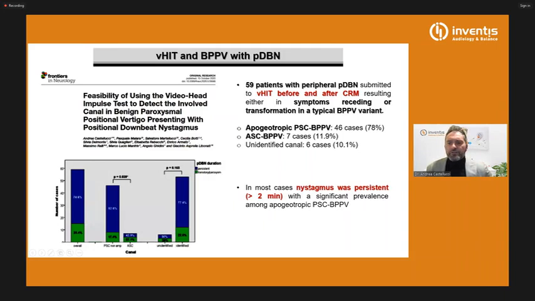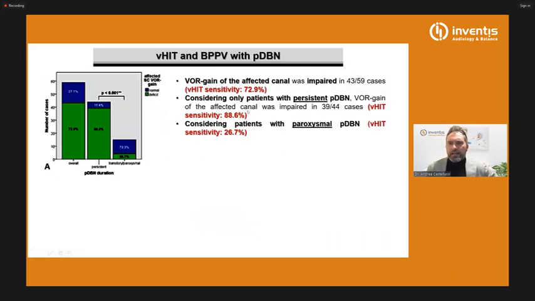And we found that in most cases, nystagmus was persistent. It means that it was longer than 3 minutes. It didn't show up with a typical crescendo-decrescendo pattern, but it was persistent, with a significant prevalence among apogeotropic posterior canal BPPV. And the interesting thing is that the vestibular gain of the affected canal was impaired in 72% of patients, considering all the patients.